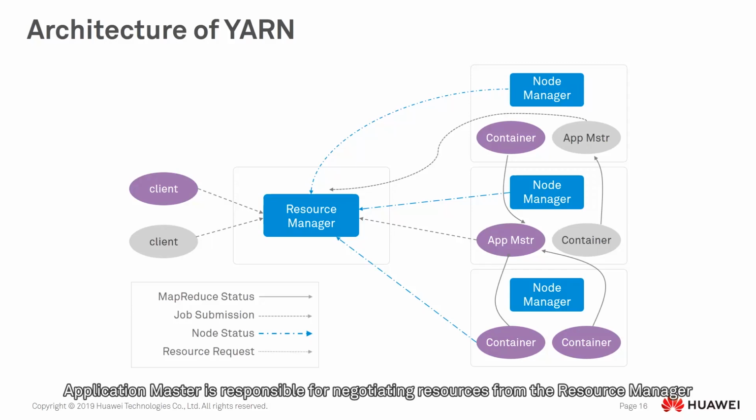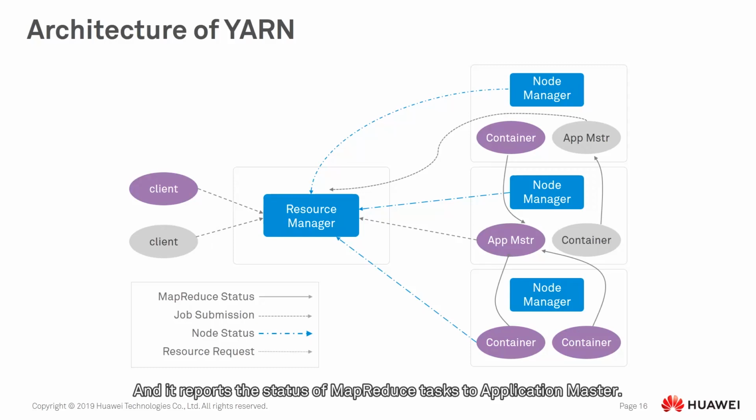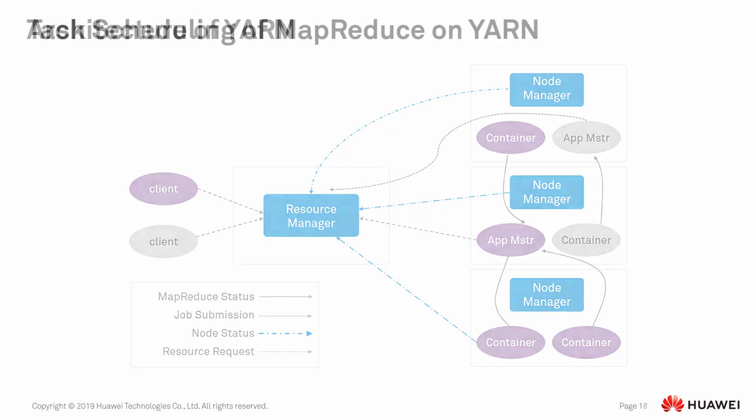Application master is responsible for negotiating resources from the resource manager and working with the node manager to execute and monitor the component tasks. And a container is an abstraction of Yarn resources, and it executes an application-specific process with a constrained set of resources, including memory and CPU. And it reports the status of MapReduce tasks to application master.